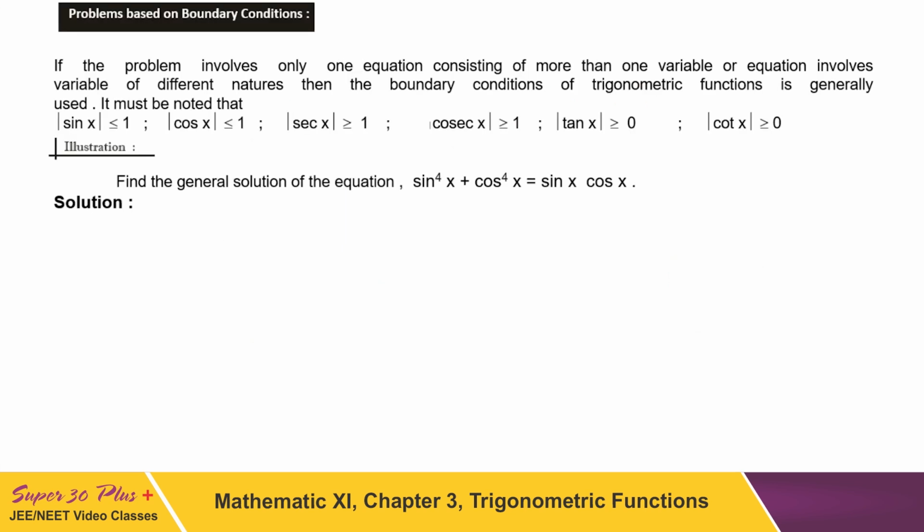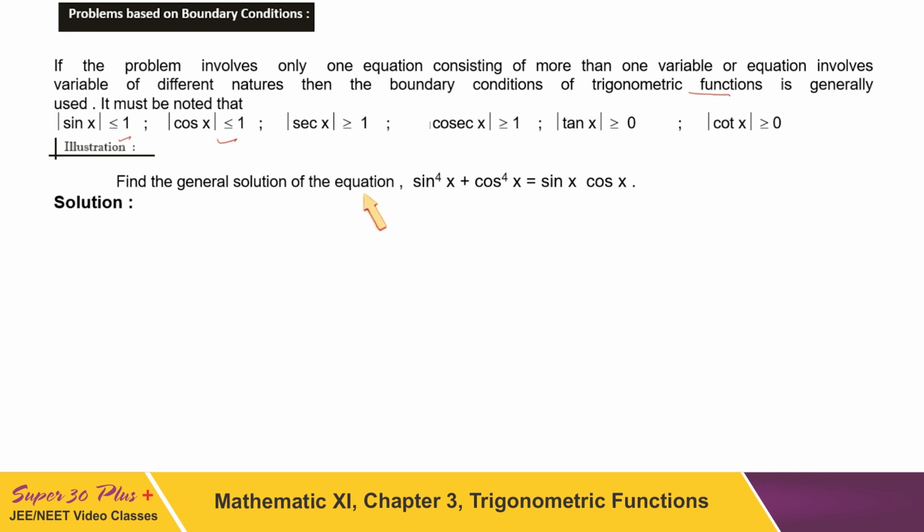Students, here we are going to study problems based on boundary conditions. As we know the boundary conditions, sin theta lies between minus 1 and 1, cos theta lies between minus 1 and 1, sec theta mod is greater than or equal to 1, and cosec theta mod is greater than or equal to 1, and tan theta mod is greater than or equal to 0, and similarly cot theta mod is greater than or equal to 0. If the problem involves only one equation consisting of more than one variable, or the equation involves variables of different natures, then the boundary condition of trigonometric functions is generally used.